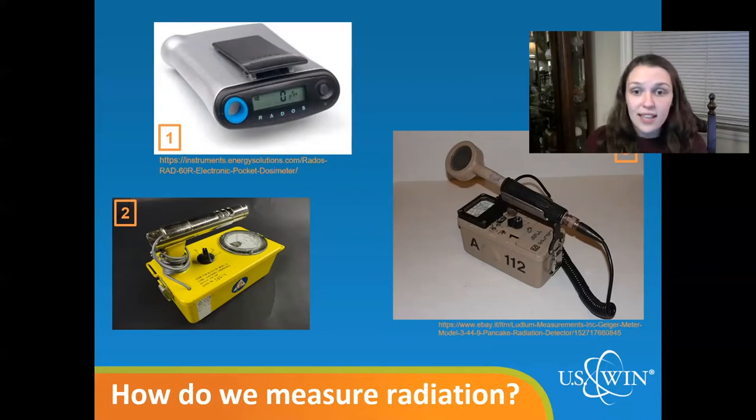For other uses, like science fields and at universities where they might be doing research on different materials and different radioactive components, they might use something that looks similar to image number 2. These are called Geiger counters.